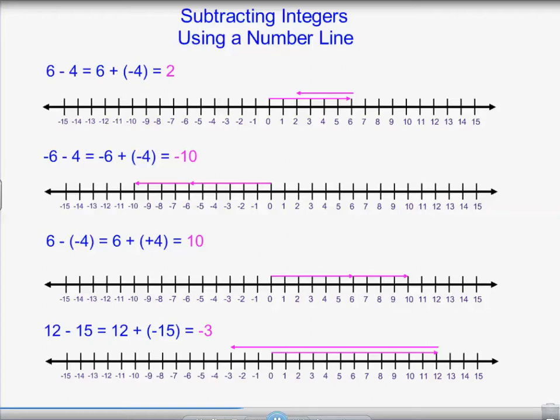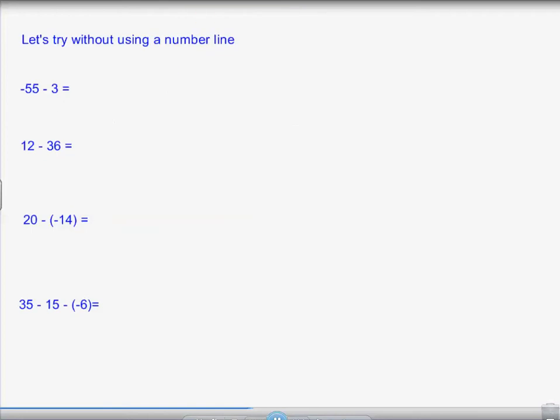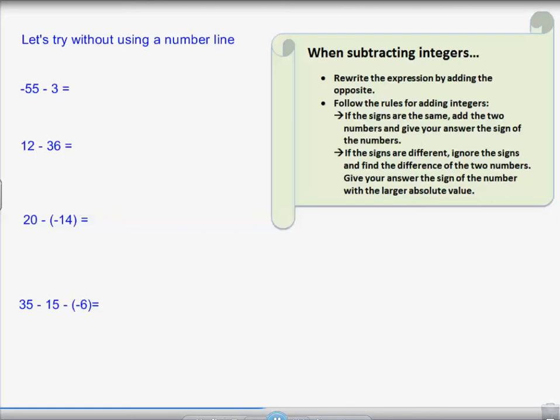Now this technique is great when our numbers are small, but there has to be some better ways to work these problems out. So let's think about what's going on, and let's try to solve a few problems without using a number line. We already know that subtraction is really adding the opposite of a number. So we can change all of these to addition and then follow the rules for adding integers. So when we want to subtract integers, what we're really going to do is rewrite the expression by adding the opposite and then follow the rules for adding integers.